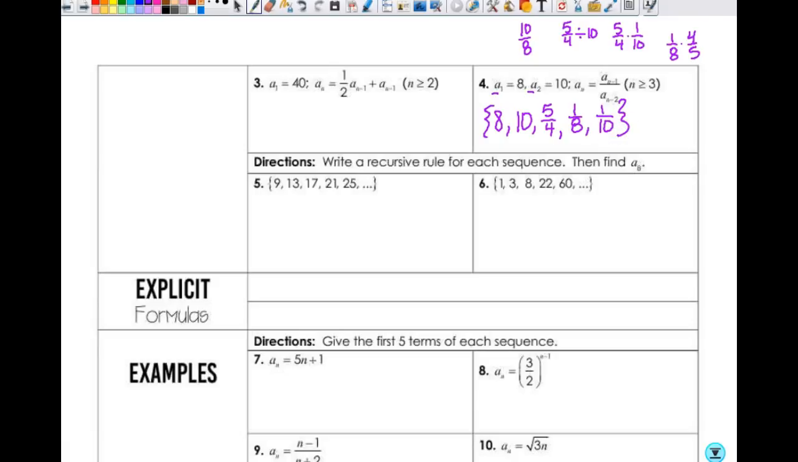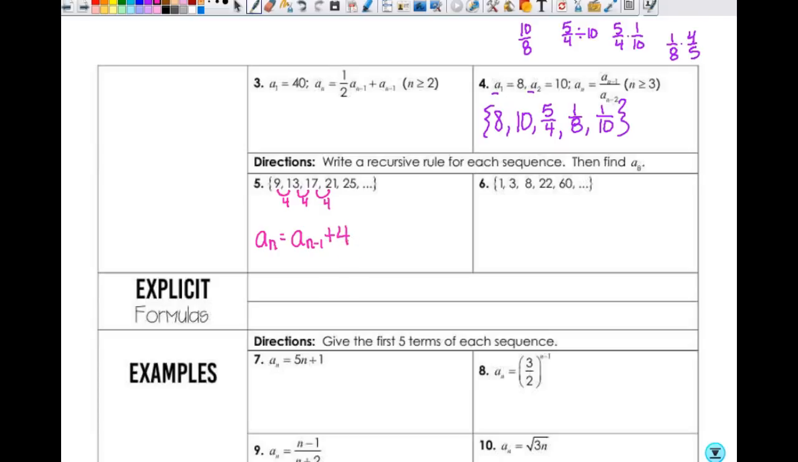That's how recursive formulas work. Now we need to be able to write a recursive rule as well. So we have to be able to not only use them, but to write them. To write them, you want to ask yourself, what's happening? How would I describe this pattern? Well, here I add 4, and then I add 4, and then I add 4, right? When you write a recursive rule, you say a sub n is equal to the term before it plus 4.